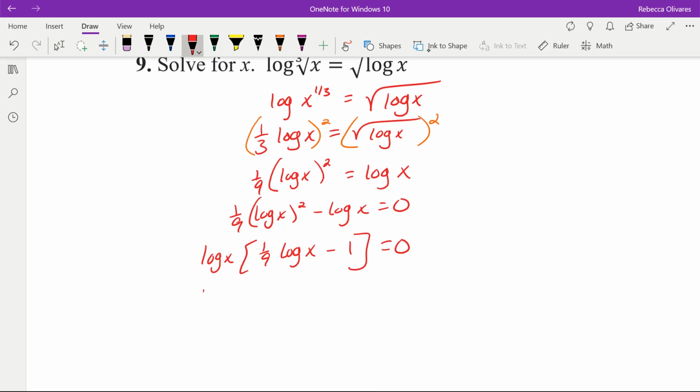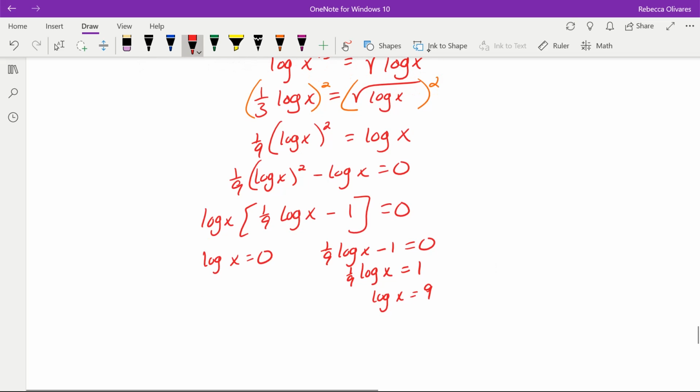Now I can say log of x is equal to 0 and 1/9 log of x minus 1 is equal to 0. So I'll add 1 over here. So it's going to be 1/9 log of x is equal to positive 1, multiply both sides by 9. I've got log of x is equal to 9. And so when I convert it over to exponential form, this means 10 to the 9th power is equal to x. Remember, with the logarithm, if the base is not written, the base is understood to be 10.